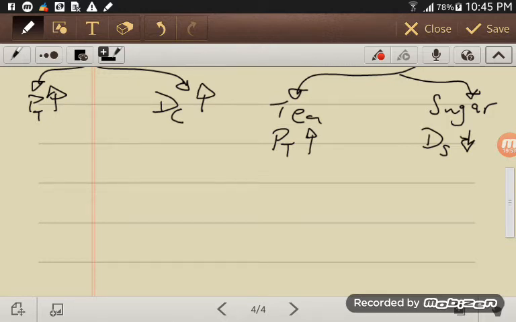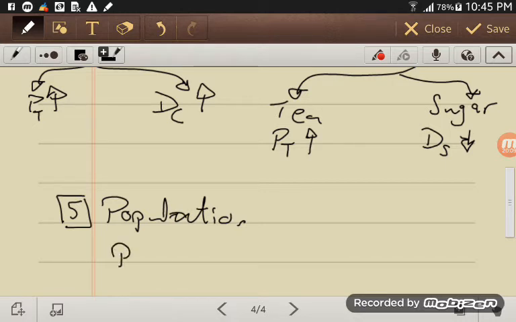Factor number 5. Population. As the total number of population increases, the number of people who would like to buy the product is going to increase, so demand will increase as well.